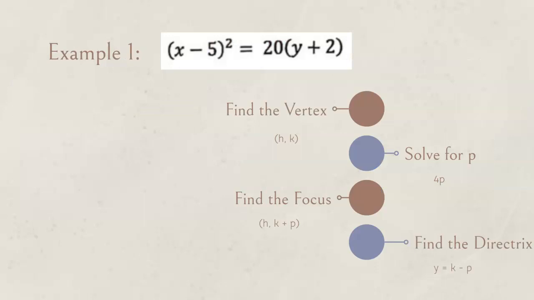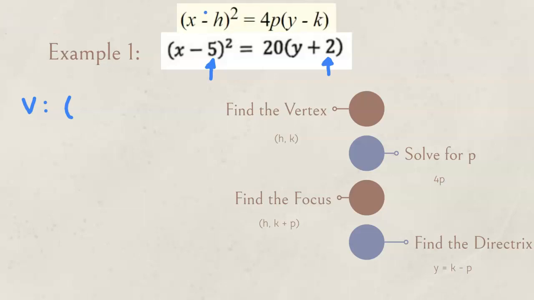So our first example is already in the standard form. Not the standard form of a parabola, but the standard conic form of a parabola. If we want to find the vertex, that's going to be h comma k. So the vertex for this parabola is going to be 5, -2, because we're going to change both of those signs because our equation has a subtraction in both places. So this is going to be 5, -2 for the vertex.